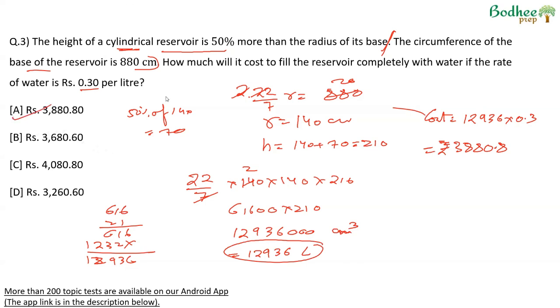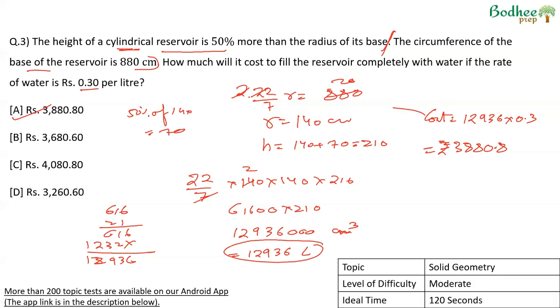Level of difficulty may be conceptually easy, not a very difficult question, but there is calculation involved. So, about a moderate question, 2 to 2.5 minutes to solve.